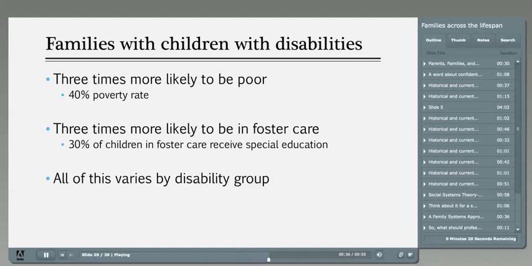One of the realities is that children from poor families are much more likely to be diagnosed with what's called a high incidence or mild disability. In particular, high incidence disabilities would include mild intellectual disability, learning disability, and emotional behavior disorder.